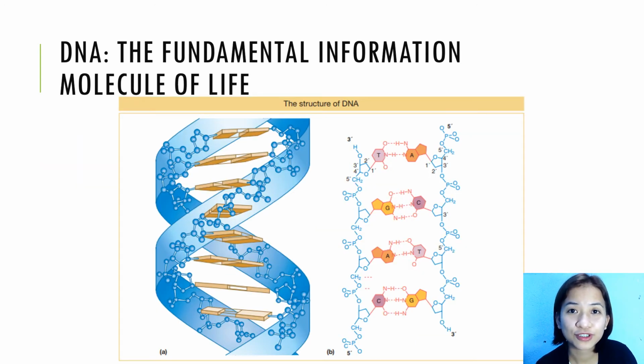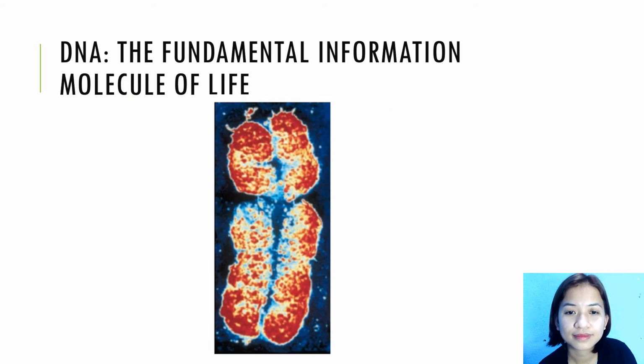The picture shows the structure of DNA. Figure A shows the double helical shape, and the figure B shows the one-dimensional structure of DNA. You can see the nucleotides, which is composed of the phosphate group and the 2 nitrogenous bases bonded by hydrogen, or the hydrogen bond. This picture shows a chromosome, and chromosomes are composed of DNA.